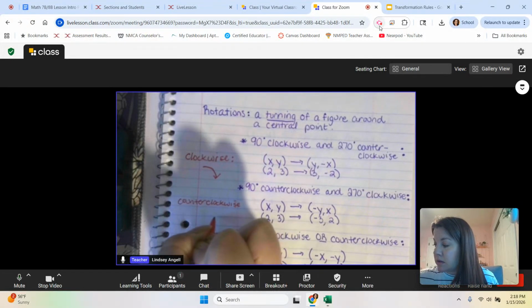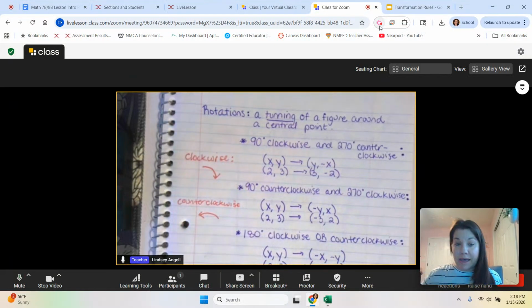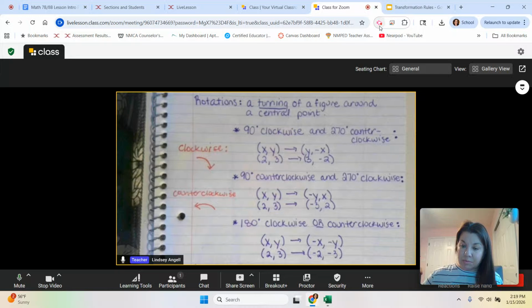Counterclockwise is going to the left. Okay? So that's important to note also, which, depending on what kind of clock you have in your house, maybe you wouldn't realize that that's what that means. Okay? I know a lot of us use digital clocks now.